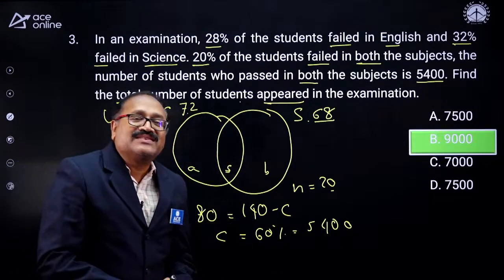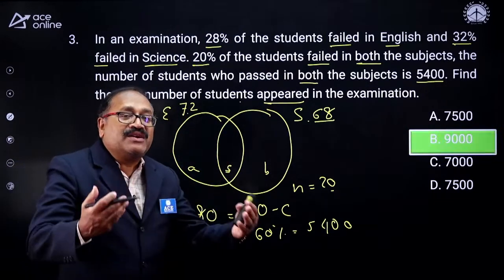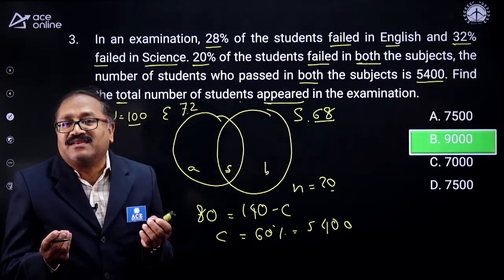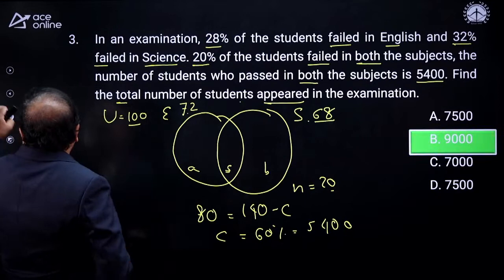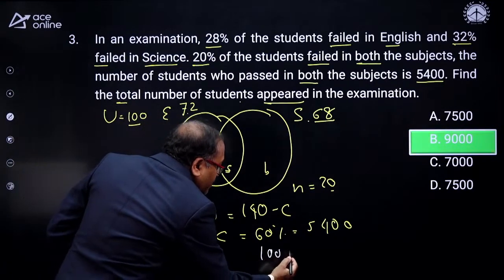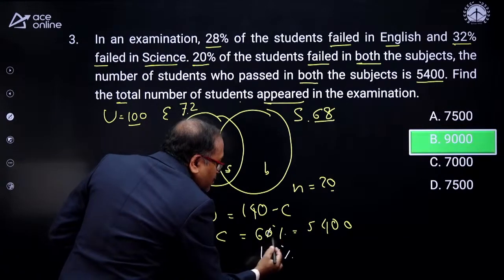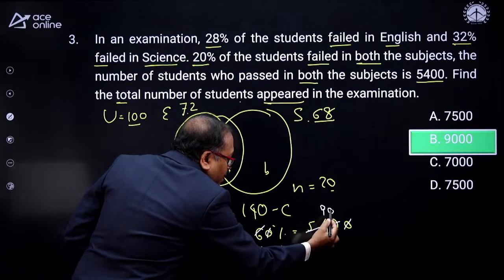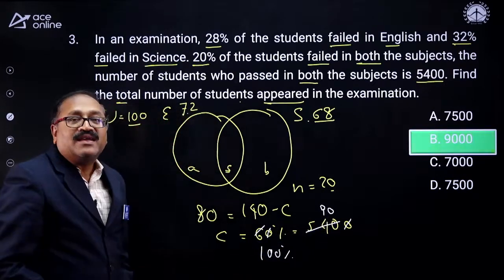So once I know 60%, what is the total number of students who appeared? The total number of students appeared is 100%. So what is 100% now? 100% will be, you see this 0 and 0 get cancelled, and this gets cancelled 90 times, and 90 into 100 is 9,000.